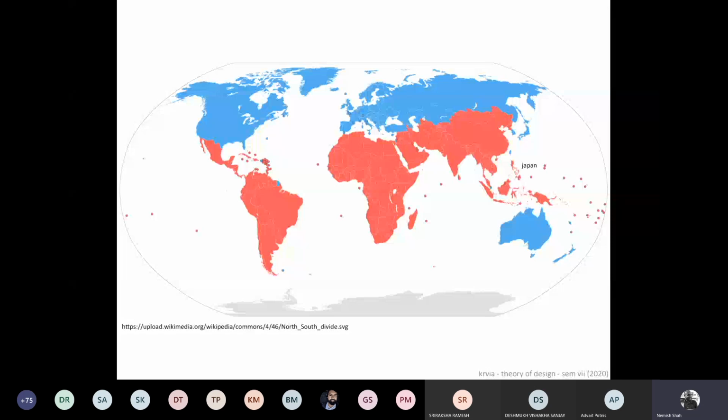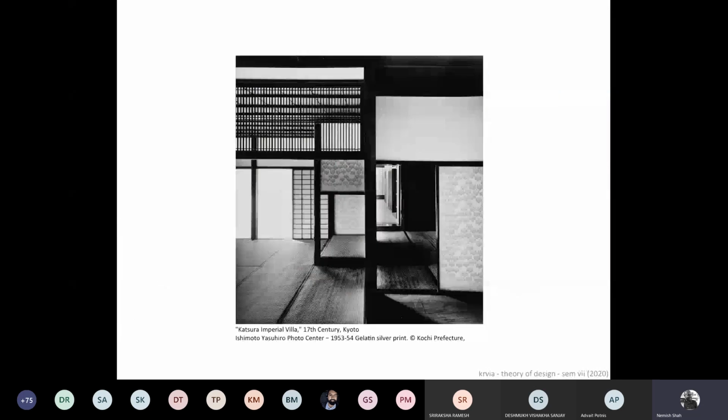In Japan, this is an image of the Katsura Imperial Villa, which is a 17th century imperial palace in Kyoto, where the old capital actually was, not in Tokyo. And you see the sense of space making, the sense of craft, and this is actually a photograph by Ishimoto Yasuhiro, who was an American photographer who came back to Japan in the 50s and started taking these beautiful pictures of this Katsura Imperial Villa.